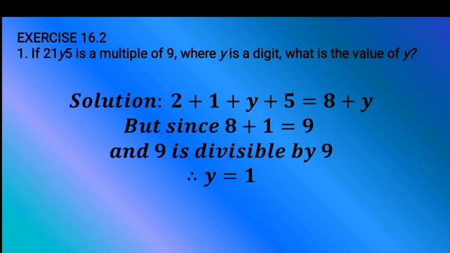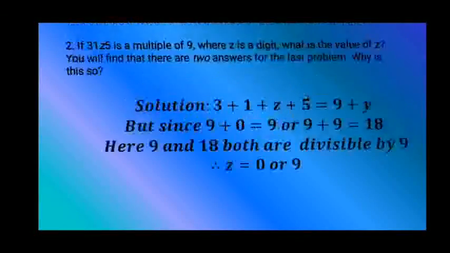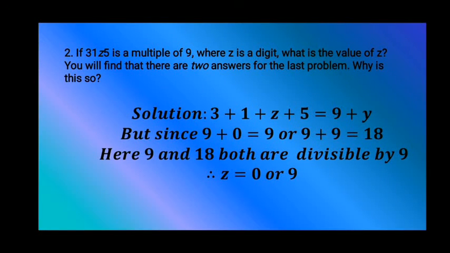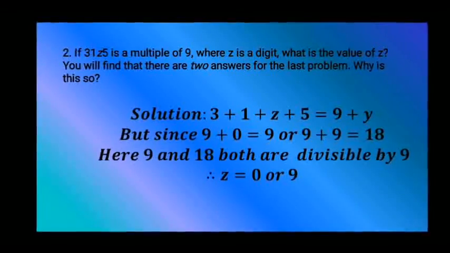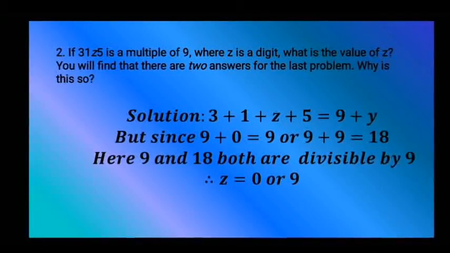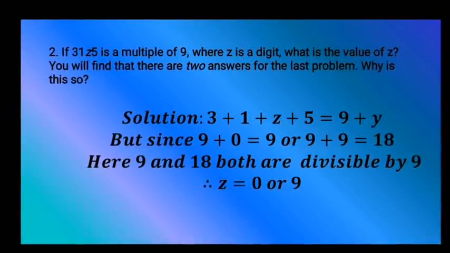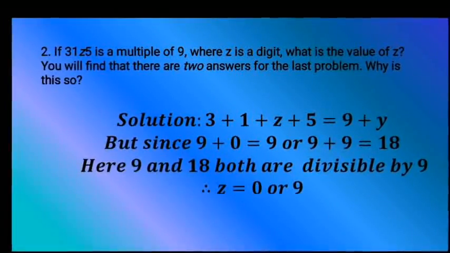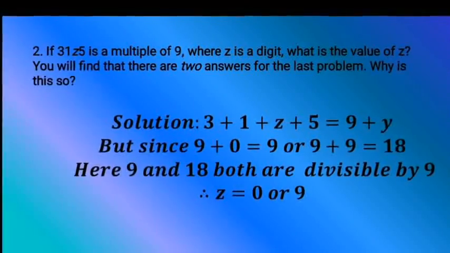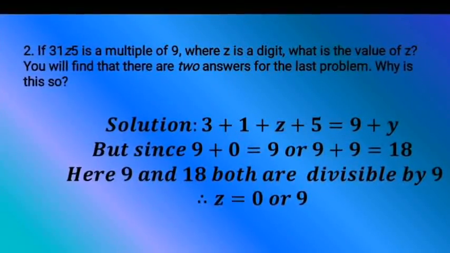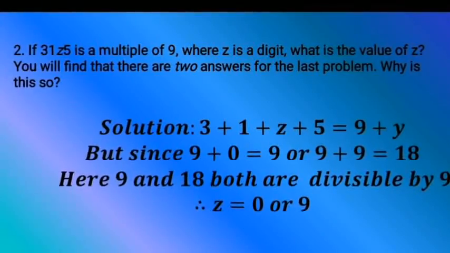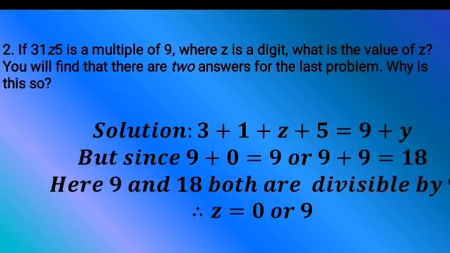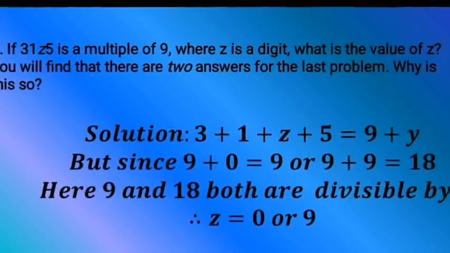Now a similar case is the next question. So here we have 3100 and zy, which is a multiple of 9. So again the same process, add all the digits, you get 9 plus y. Now in place of y, what are the numbers that you could put? It has to be either 0 or 9, the maximum one digit number that could be added, so that the answer remains a multiple of 9. So 9 and 18, hence the value for z can either be 0 or 9. There are two possibilities in this case.